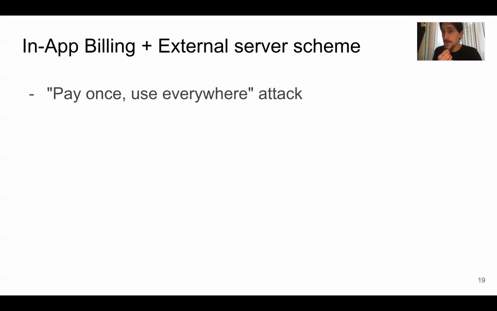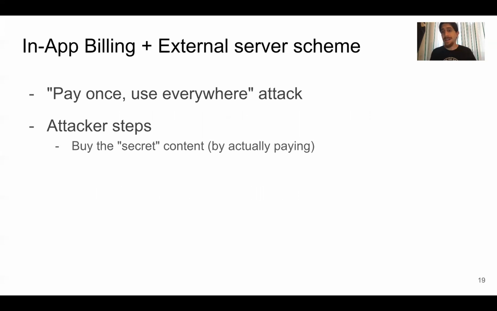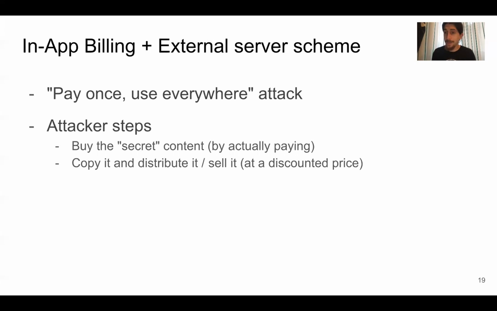So I was mentioning before this pay once, use everywhere attack. And the way it works is the following. Basically, you buy the secret content. Again, that's a scenario where the content is not on the app, or the content is on the app but is encrypted and you don't have the decryption key. So you can pay once, and now you have the unencrypted secret that you just unlocked, and you can copy it and distribute it around. This actually happens quite frequently. There is some kind of business model where I buy this secret content and then redistribute it at a discounted price.